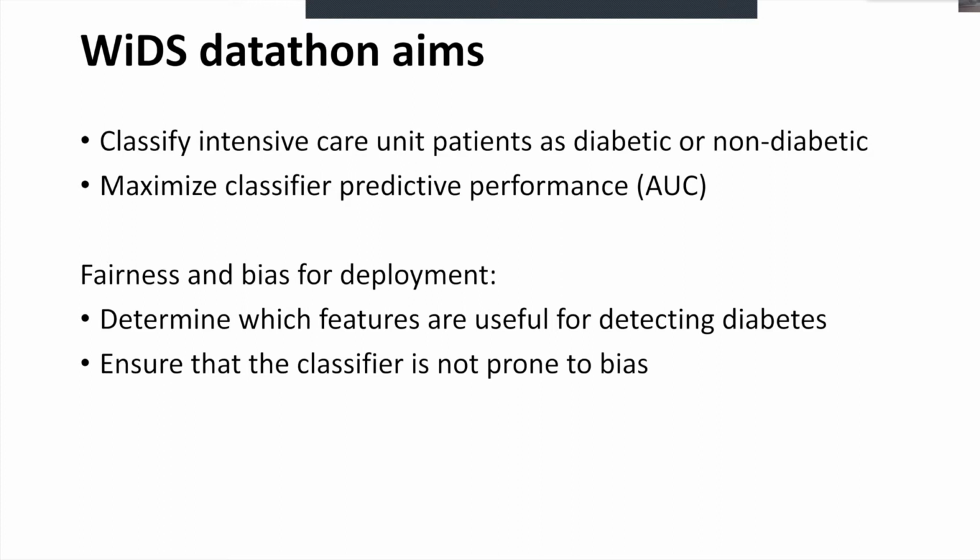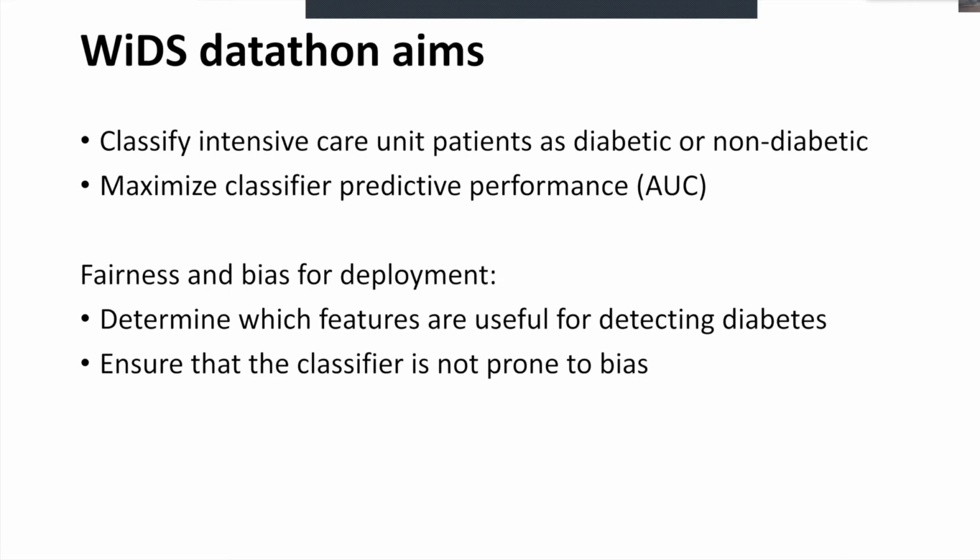So when we're doing Kaggle competitions, the measure used to quantify classification predictive performance is the AUC, the area under the ROC curve. However, my team is very well aware that fairness and bias are crucial for the successful deployment of a machine learning framework in a medical pipeline, like for example, a hospital.